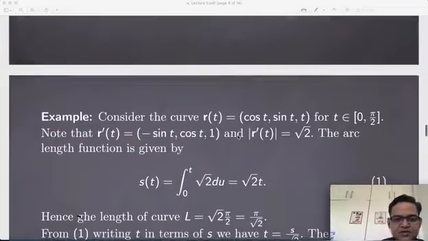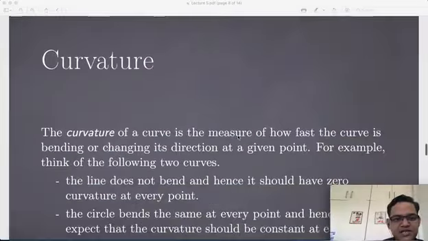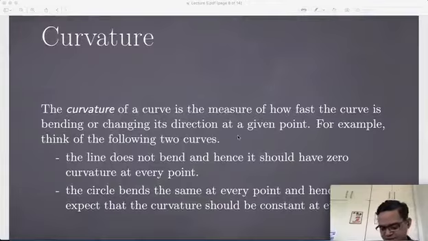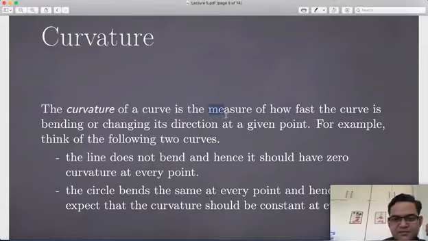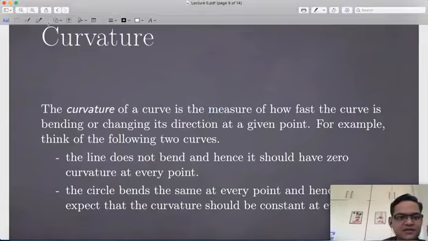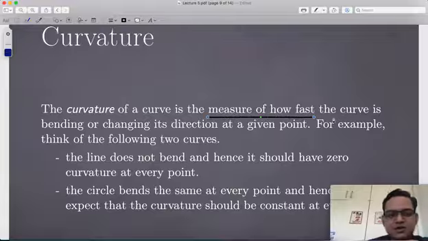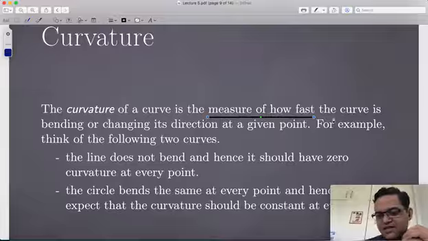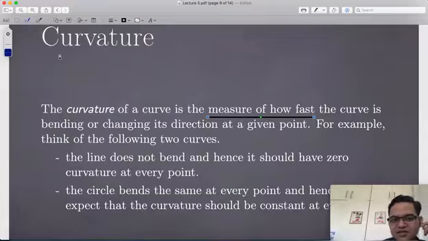Now we move on to the second question, which was about the curvature. The question was: can we measure how fast the curve is turning, or how fast it is bending? How do we study this? The notion to study this is called the curvature. This is the study of the bending or the turning or changing the direction of a given curve at a given point.